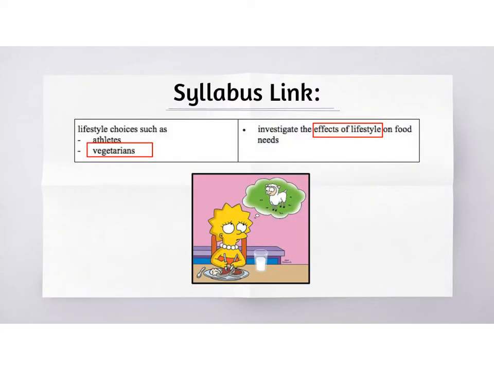Now if we have a look at the syllabus link, we can see here that lifestyle choices is definitely classified in two ways. So we did cover athletes already, and today our presentation will look at vegetarians. Now the main thing we have to remember is what the syllabus is asking us to do, and it is saying to investigate the effects of lifestyle on food needs. Now when we look at effects, it is alluding to that verb of explain, which is to relate cause and effect. So we really need to have an understanding by the end of this lecture and the subsequent activities of the effects of being a vegetarian on food needs and different dietary choices.